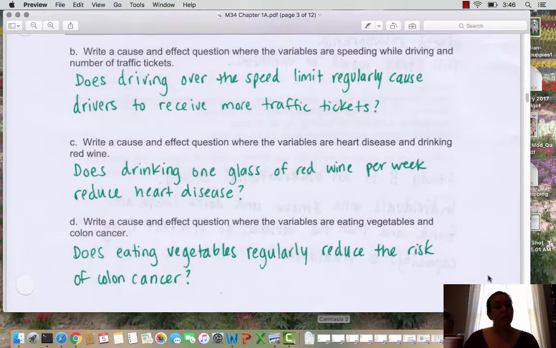So in a research study, you'd have to define what does regularly mean when we say we're eating vegetables regularly. How are we going to measure the risk of colon cancer? What medical issues would be considered risks for colon cancer? So a study for any of these research questions would have to be very well defined and very clearly defining what we mean by eating vegetables regularly. What do we mean by reducing risk?